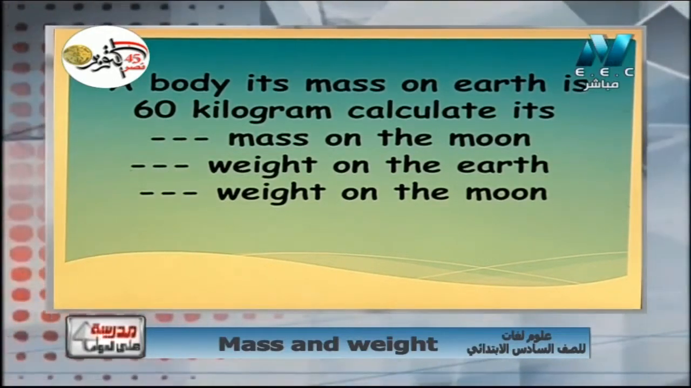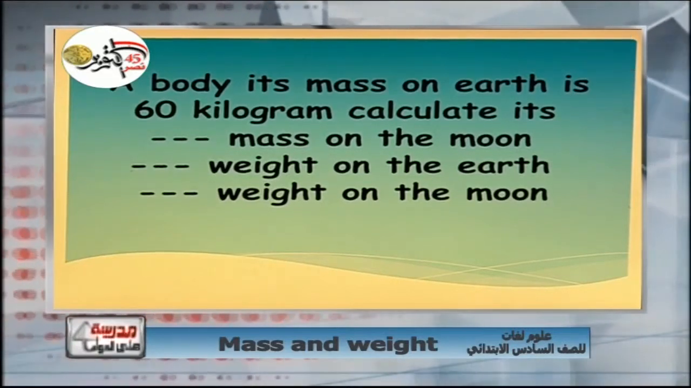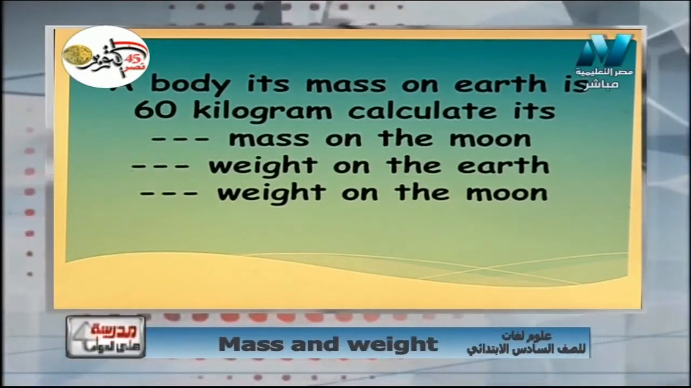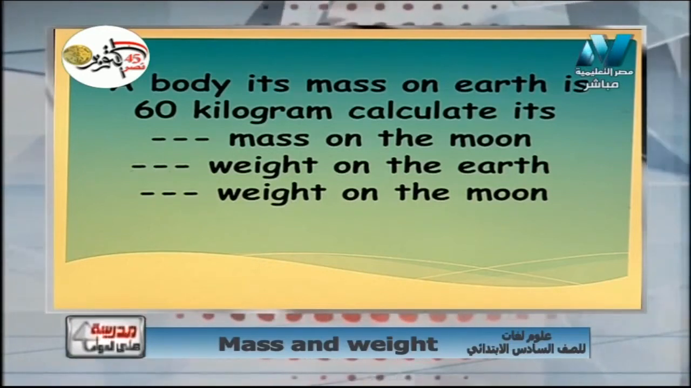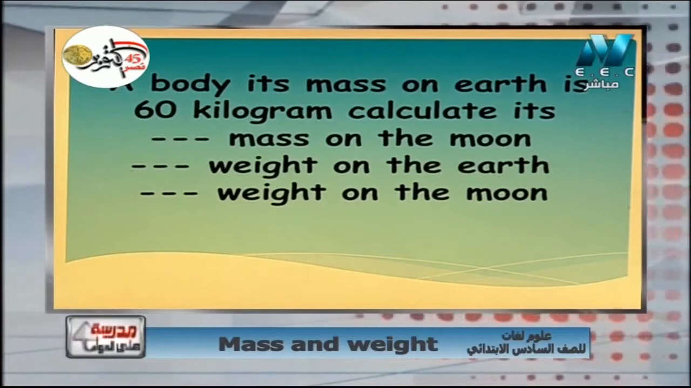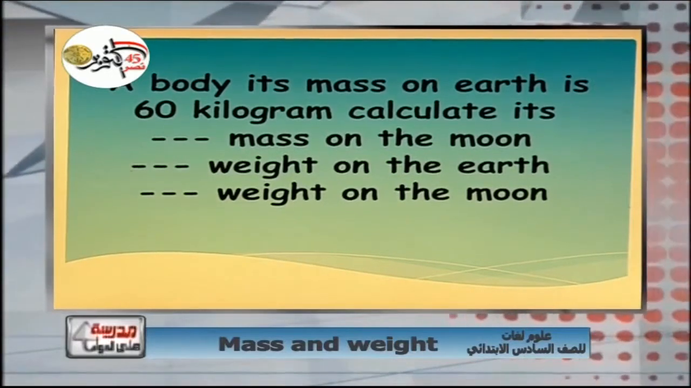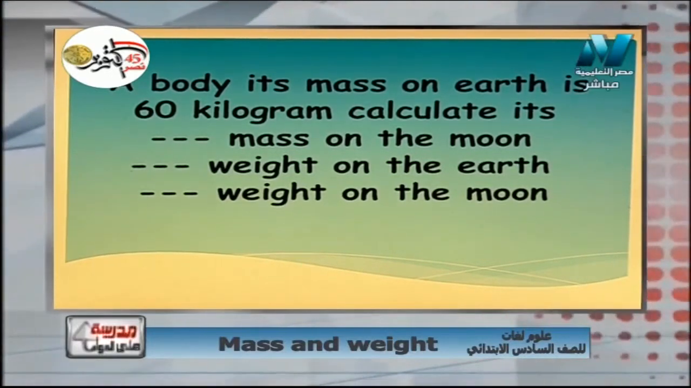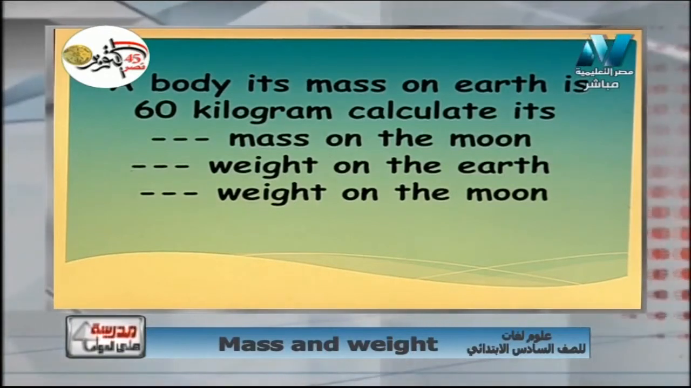So now let us read this problem. A body its mass on earth is 60 kilogram. Calculate its mass on the moon, its weight on the earth, and at last its weight on the moon. So now before you write anything you must write the two sacred triangles. قبل ما تحل اي حاجة please اكتب القانونين اللي قلنا عليهم من شوية.